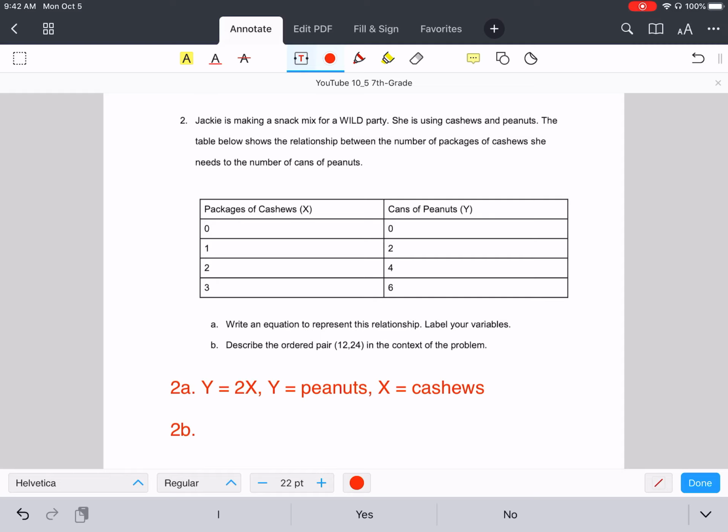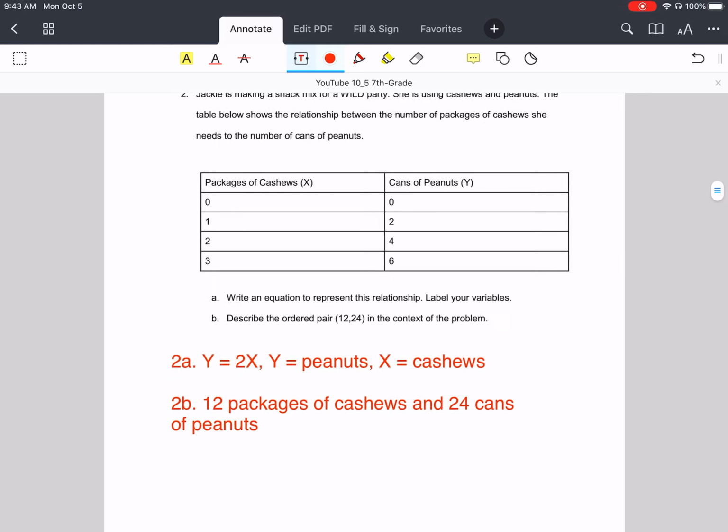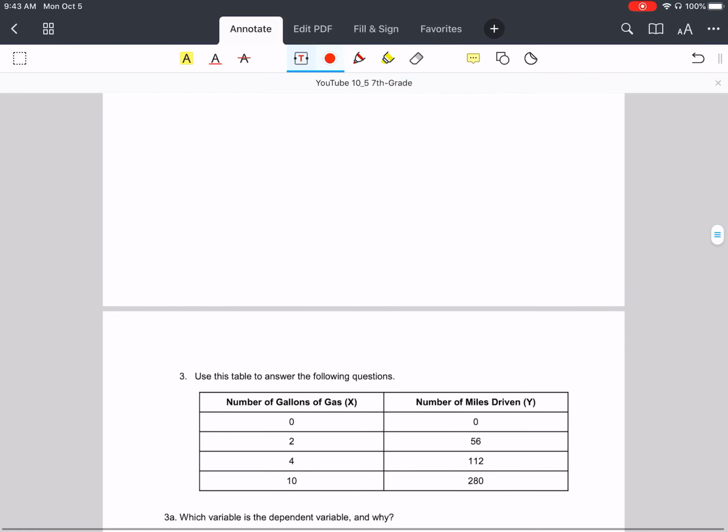And for 2b, it says describe the ordered pair 12, 24 in the context of this problem. Well, 12 would be the x value, meaning 12 packages of cashews and 24 cans of peanuts, because the y value is always double the x value. Okay.